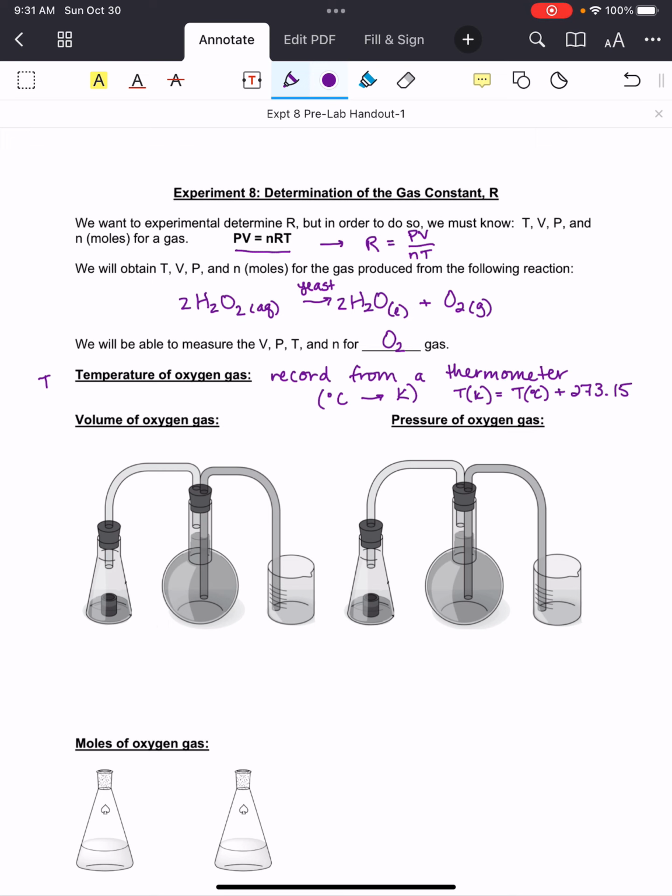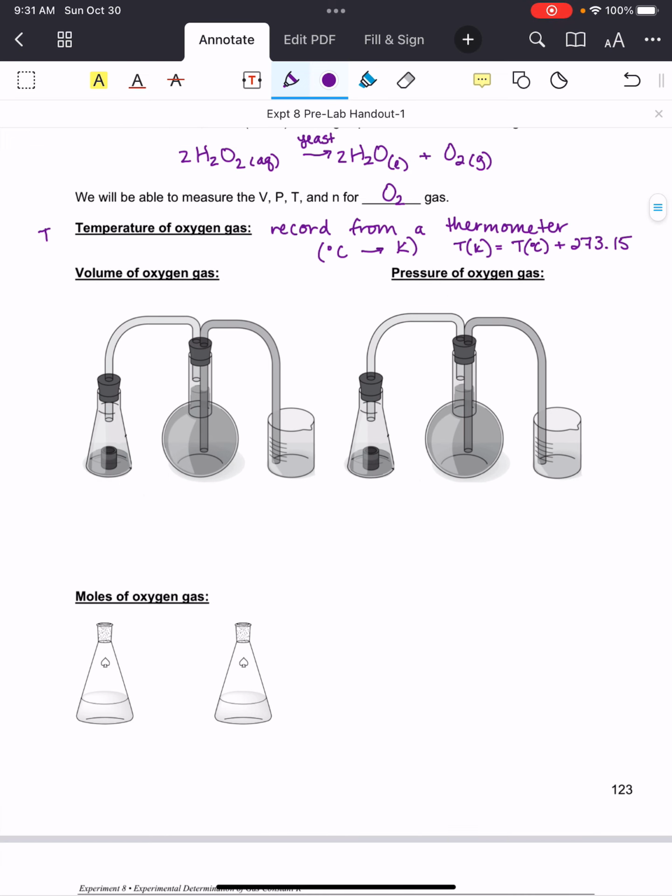Since we're doing addition, you want to keep in mind how many decimal places you can have from this calculation. Our next value is volume. To figure out the volume of the gas, we have to think about how the reaction is set up. In order to do this reaction, you're going to have your little container of yeast in your solution of H2O2. When you tip over the little yeast cap, oxygen gas will start to form.